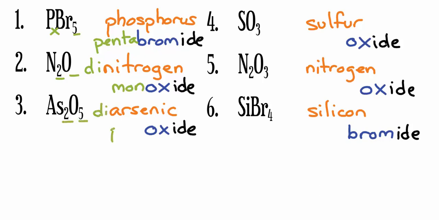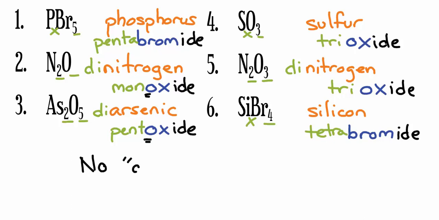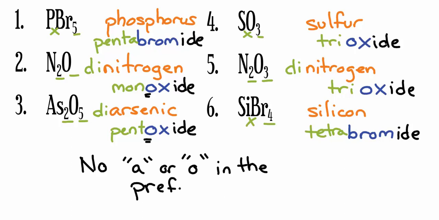Next, we'll get diarsenic pentoxide. Next, sulfur trioxide, dinitrogen trioxide, and silicon tetrabromide. Notice the O and A ending of the prefix has been removed with these oxides that have monoxide and pentoxide. The trioxides were left alone.